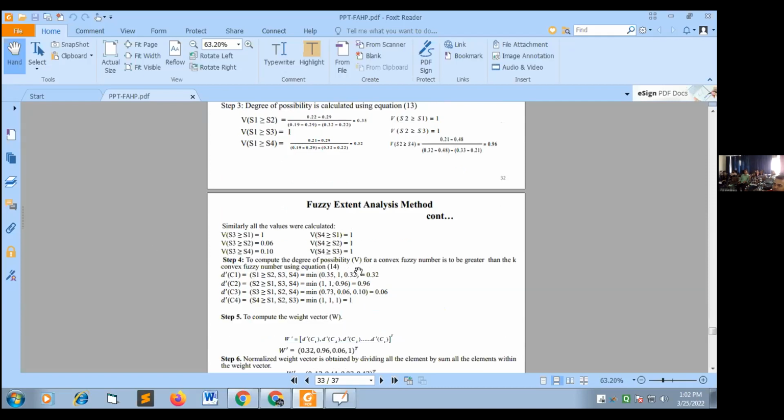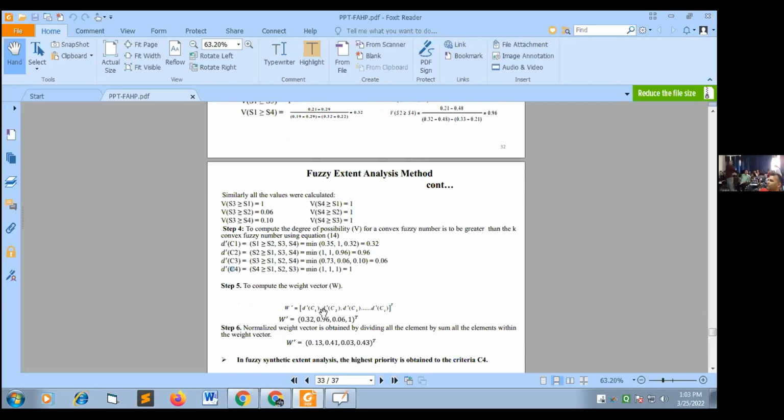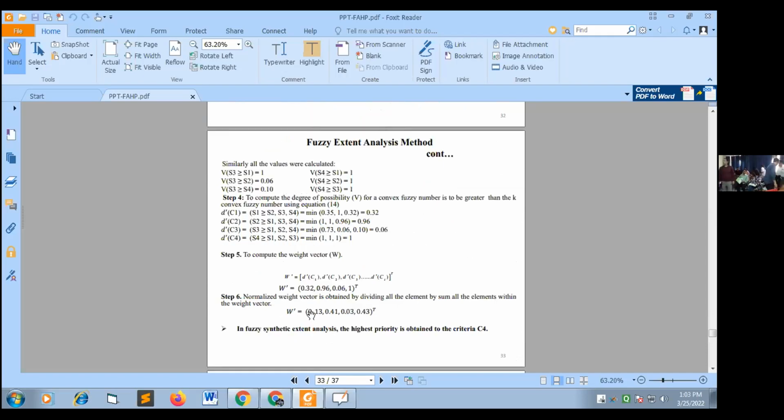To compute the degree of possibility for a convex fuzzy number to be greater than the k convex fuzzy numbers, for S1 it is the minimum of all these for S1, S2, S3. For S1, this is 0.32, this is 0.4, and for this it is 1. So to compute the criteria weights, it is this vector: 0.32, 0.9, 0.6, 4. Then we normalize this weight vector. It is 0.13, 0.41, 0.03.